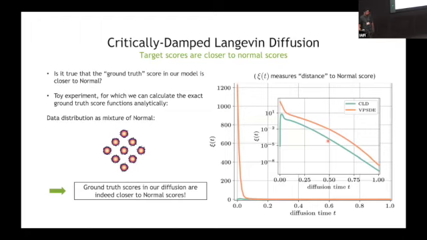So this is some sort of distance measure that measures how similar your score is to the score of a normal distribution. And it's a logarithmic axis here, so this is quite a large gap, actually.